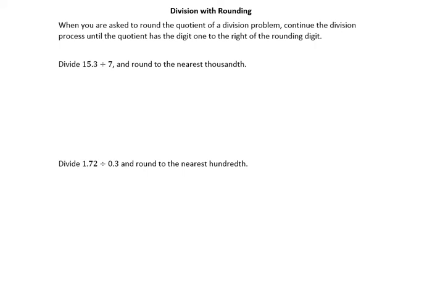Alright, and so the rule we're going to use is we're going to continue to divide until we have one place value to the right of our rounding digit in the quotient. So we'll see how that works in these two problems.